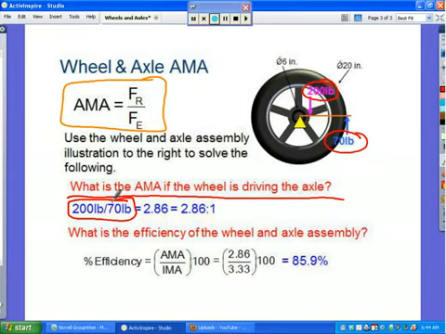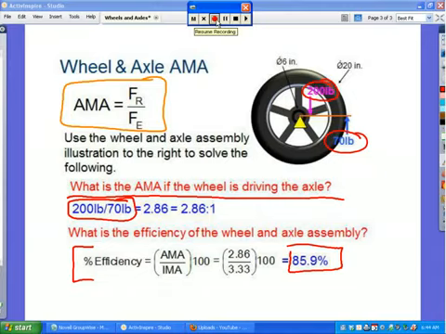If I want to know the efficiency, going back to our original formula, we have our actual mechanical advantage over our ideal mechanical advantage, multiplied by 100. So this system is going to be pretty efficient at 85.9%.